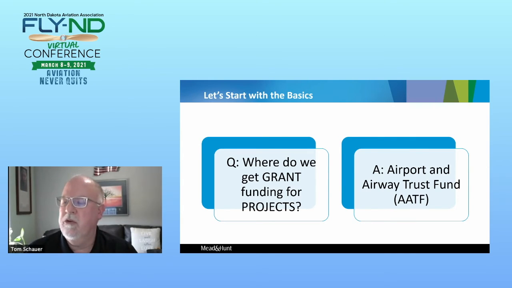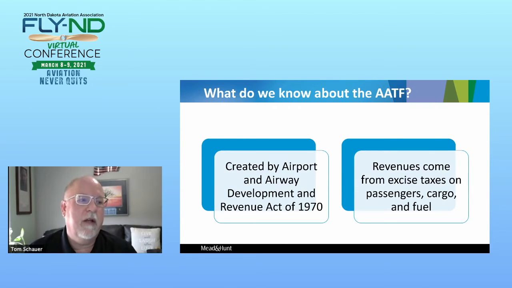A lot of this is issues that you may or may not know, but I thought it'd be good if we start from the basics again. Where do we get the grant funding? Lindsay talked about all these different funds and 7 different grant programs. Specifically on the AIP grants, where does that funding come from? The airport trust fund. That's important to know, that it comes from things like ticket taxes.